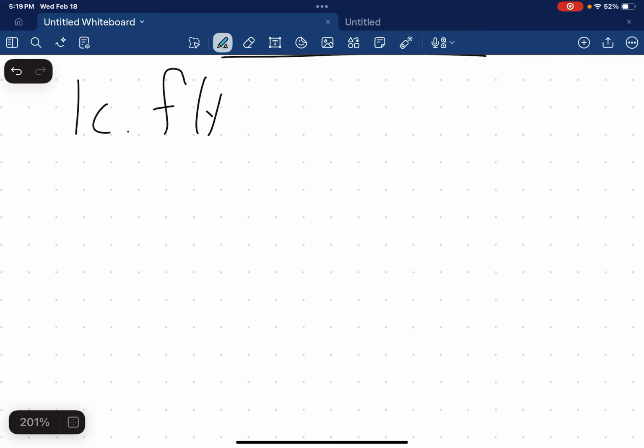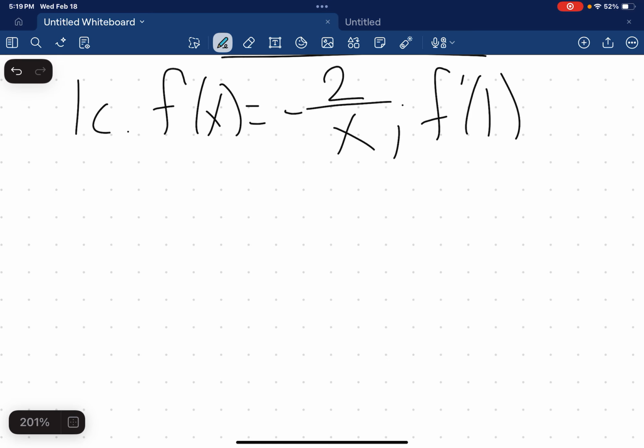We have the function f of x. Okay, I'm sorry it gets a little complicated, but it should be fine. Is that a negative 2? Yep, negative 2 divided by x, and it asks us to find f prime of 1. Okay, so once again, we're going to use first principles.